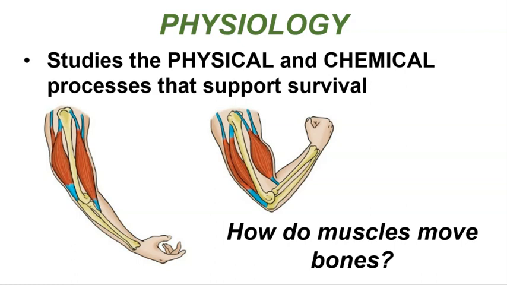So for example, the principles that determine how fluids flow through pipes, which is a physics concept, help us to understand how blood flows through blood vessels, and we'll see that when we explore the cardiovascular system. Another example is how electrical and chemical signals cause muscle contractions that move the skeleton. So the question of how do muscles move bones is very much a physiology question.